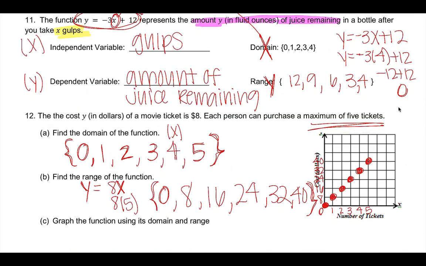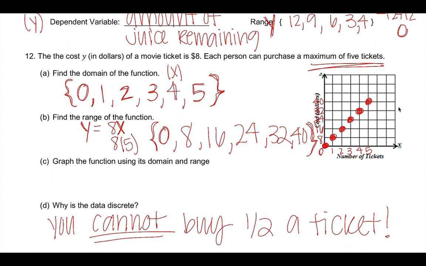And then we had this example here where we talked about the domain of the situation was 0 through 5 because 5 was the max number of tickets and 0 was the least amount. We could buy 0 tickets, right? And then we wrote the equation, y equals 8 times however many tickets, because each ticket was $8. And then we plugged in our domain, our X values, to find our range. Then we plotted the points, and the reason the data is discrete is because you can't buy half a ticket. There's no halves in it. It's either you buy a ticket or you don't. And that is discrete functions.